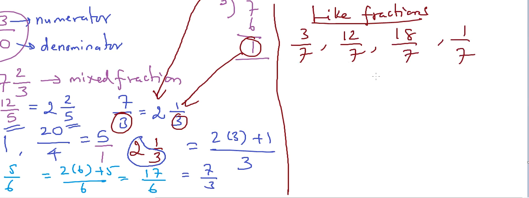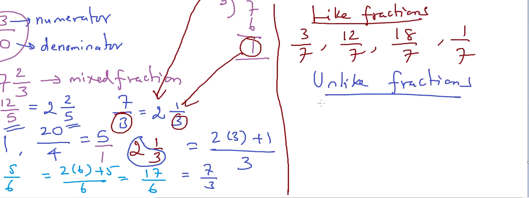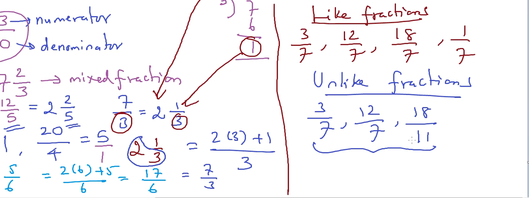If the denominators of the fractions are different, if they are not the same, we call those fractions unlike fractions. So suppose here 3 by 7, 12 by 7, and instead of 18 by 7 we get 18 by 11 or something. Then these three fractions are unlike fractions.